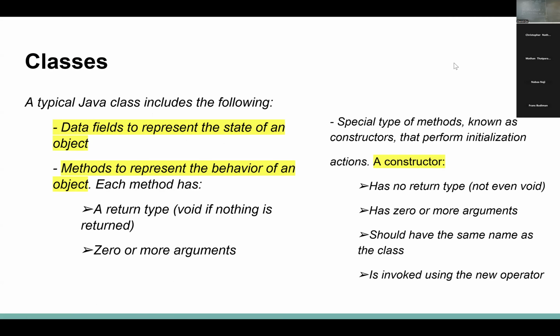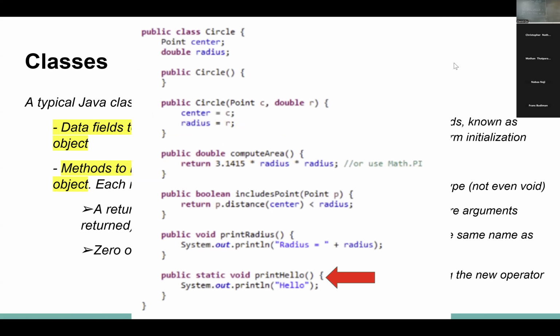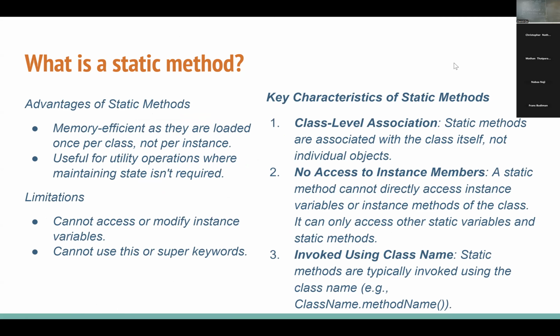A typical class includes the following: data fields, methods, and constructors. That's pretty simple. And I want to talk about static, see the right arrow? What is a static method?